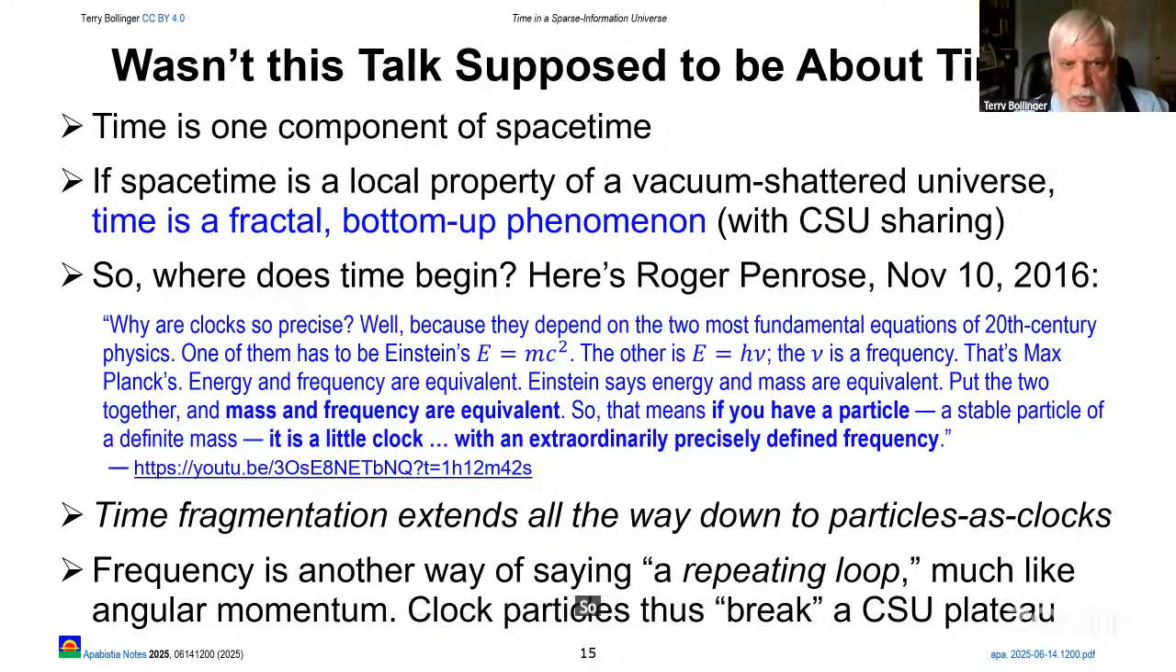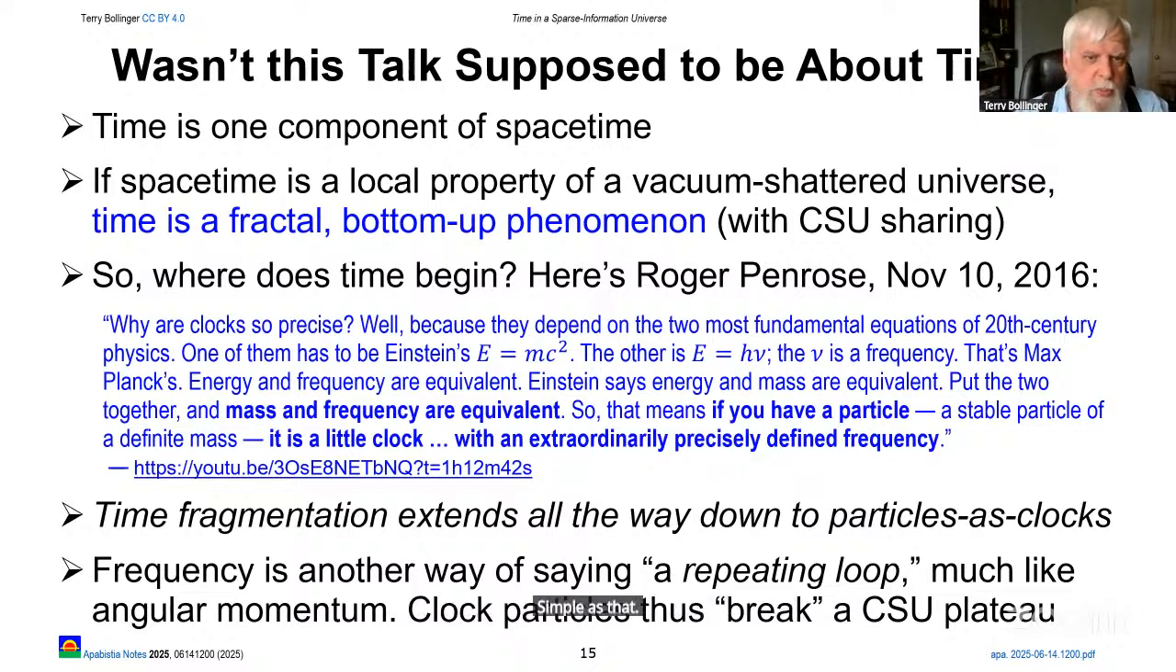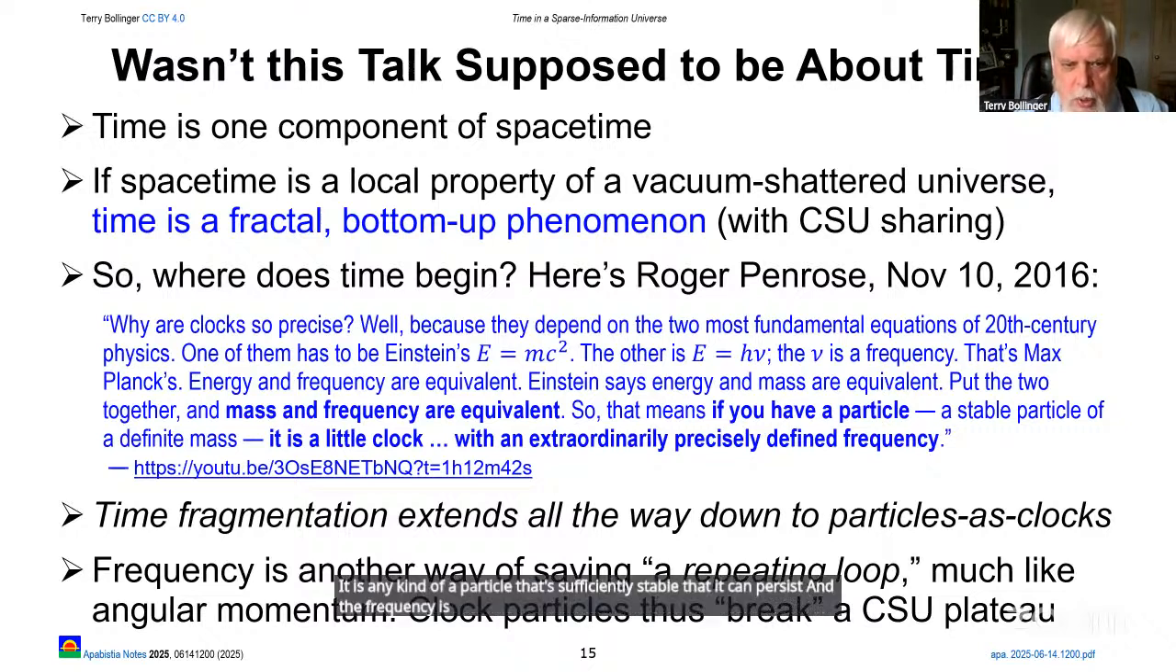So you put those two together, and what you find out is that every version of mass is also equivalent to a version of frequency. And when you define a frequency, you have defined a clock. Simple as that. So what is the simplest possible clock in the universe? It is a particle, any kind of a particle that's sufficiently stable that it can persist. And the frequency is like a repeating loop.